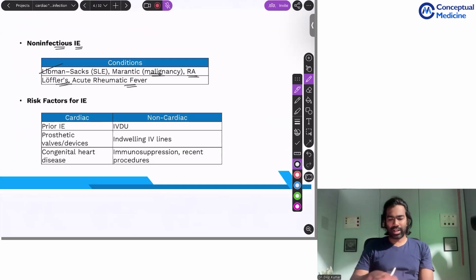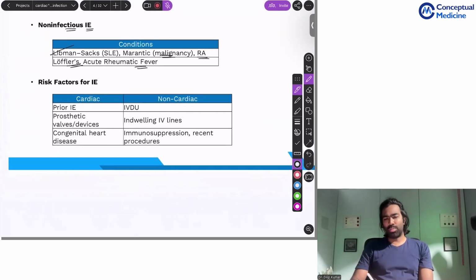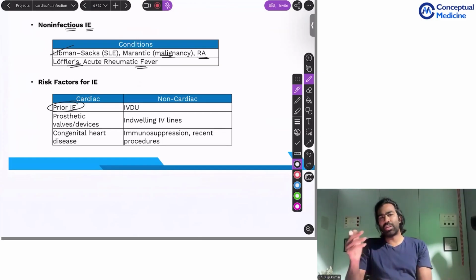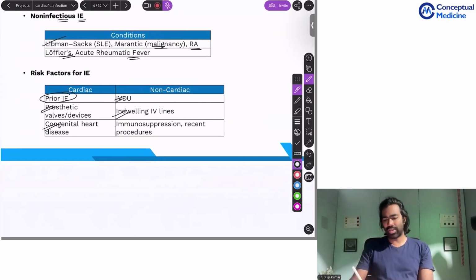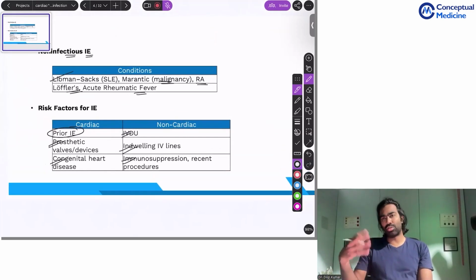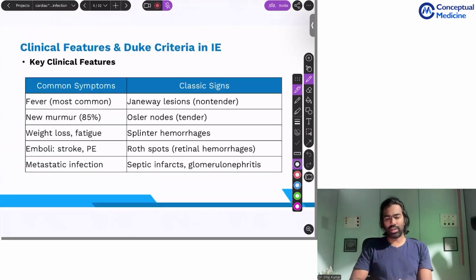And if you look at the risk factors for infective endocarditis, the most important I would say is prior infective endocarditis. Once the patient has had infective endocarditis, there is going to be damage forever, and that is going to definitely increase the risk of subsequent endocarditis. And presence of prosthetic valves or devices is a risk factor. Congenital heart disease of any cause is a risk factor, especially cyanotic congenital heart disease. Usage of IV drugs is a risk factor. Indwelling IV lines like central venous catheters is a risk factor. Immunosuppressed status or recent cardiac procedures also is going to increase the risk of infective endocarditis.